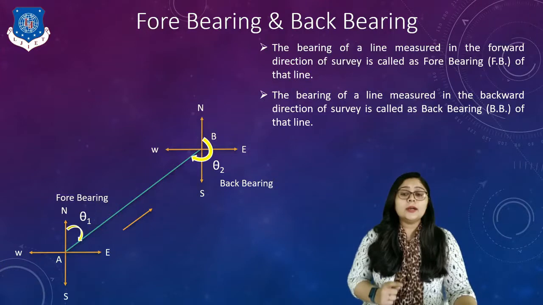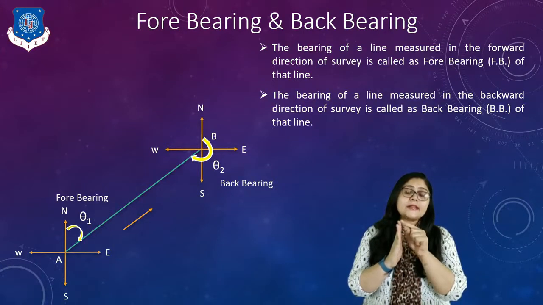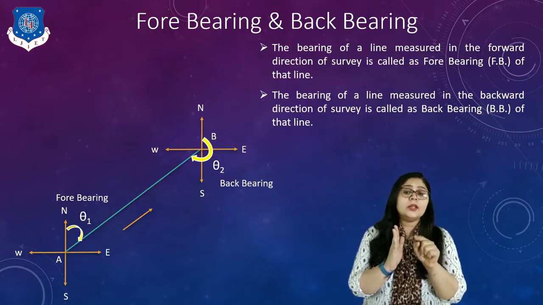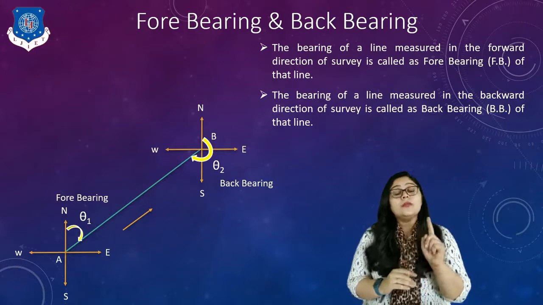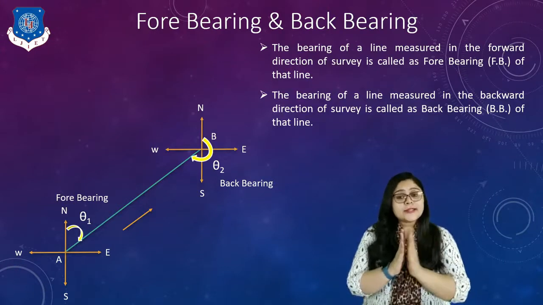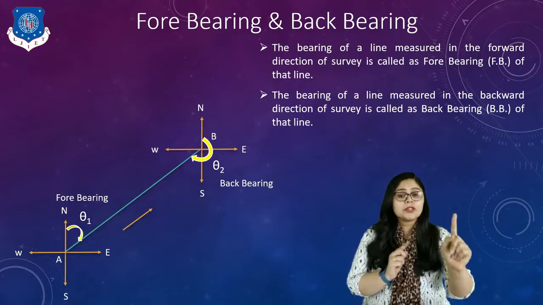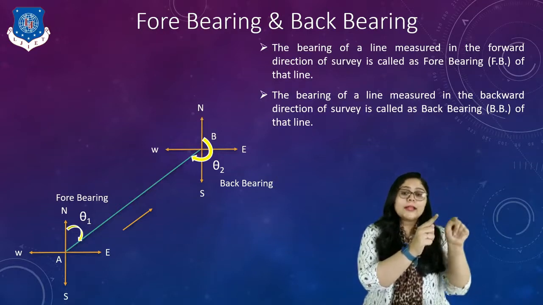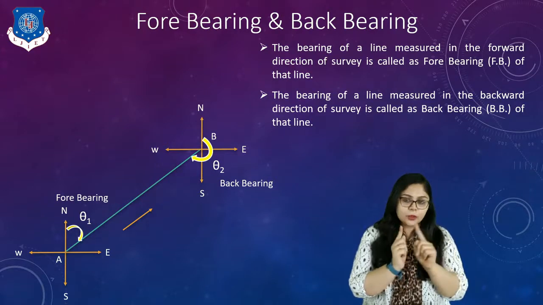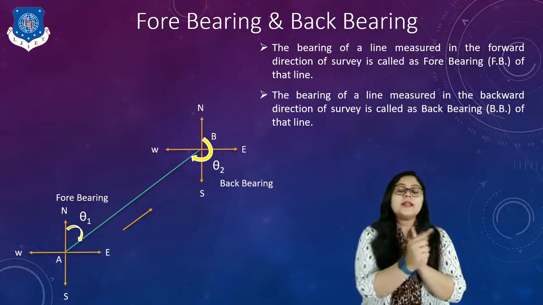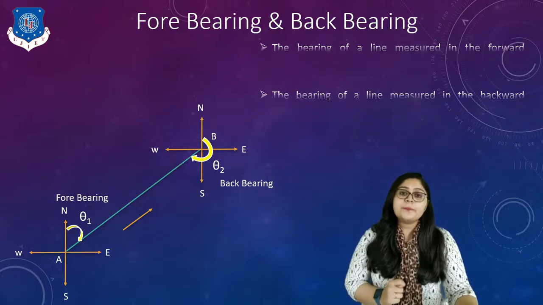You can see over here, from station A's north, I am measuring the angle in clockwise direction to my next survey station, right? And for back bearing, for the same line AB, from station B's north, I go to my survey line AB in clockwise direction but in the backward direction, as A to B is forward and B to A is backward. So that is the concept for forebearing and back bearing, right?